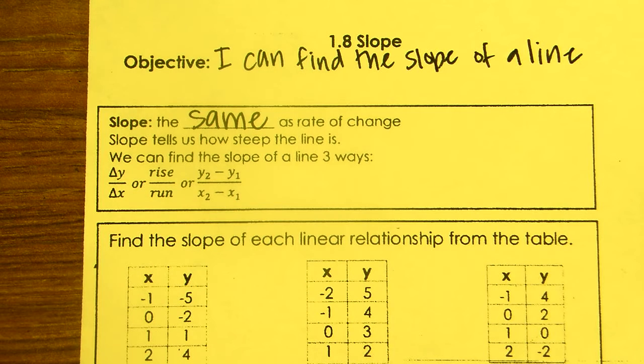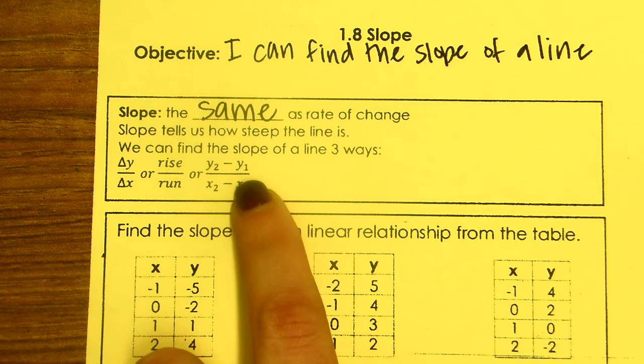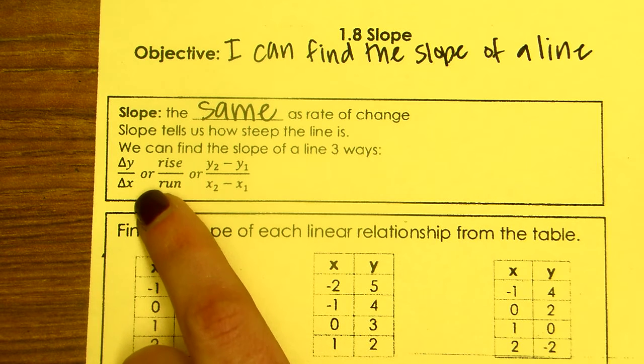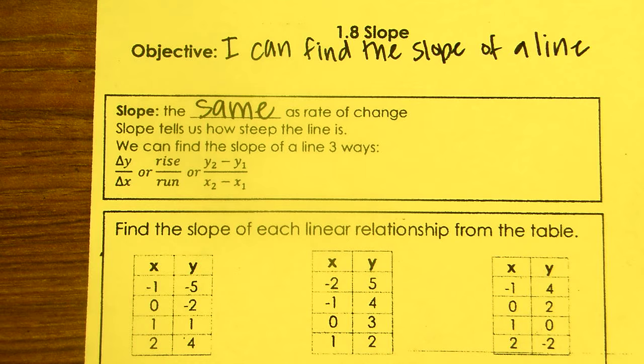So we can find the slope three ways. So these are three different formulas. We talked about this one last time, change in y over change in x. We'll talk about how to use all three formulas in this video.